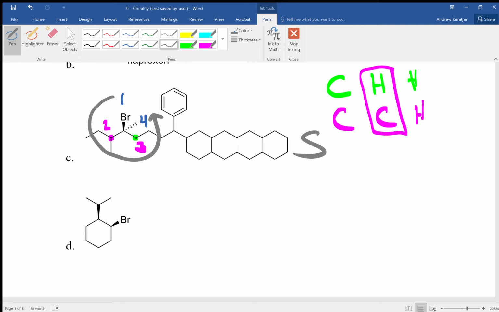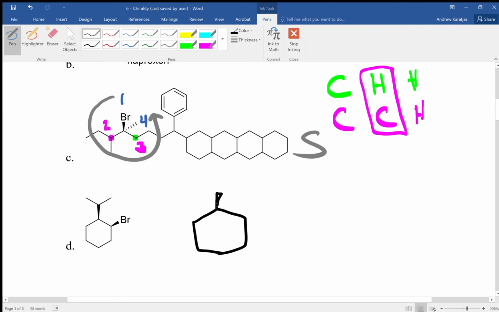In part D, we actually have to account for 2 stereocenters. There's 2 chiral carbons in this molecule. The one with the isopropyl group and the one with the bromine. So we start with the one with the isopropyl group. Now, both of these are going to be straightforward in that the hydrogen is pointing back, and that hydrogen is lowest priority.